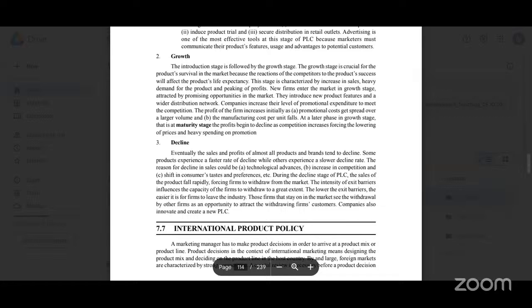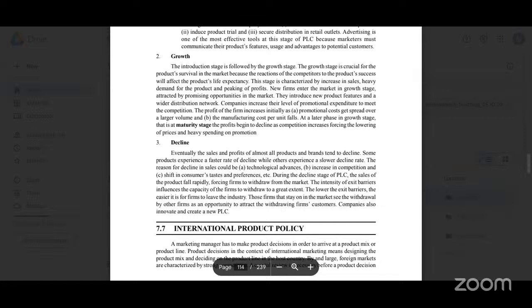At a later phase in the growth stage, there is also the third stage that we have talked about earlier, that is the maturity stage. Here, the product profits begin to decline because competition increases. Therefore, there is a lowering of prices and there is heavy spending on promotion to make a higher recall in the minds of the potential buyers.